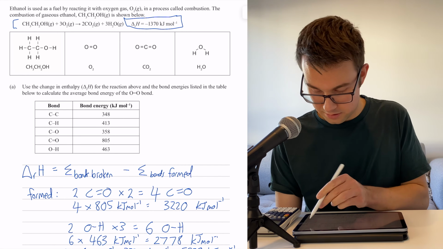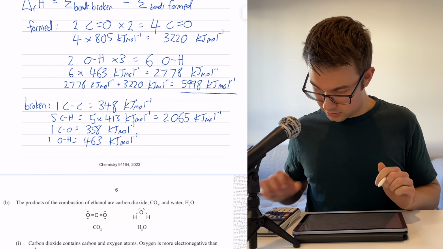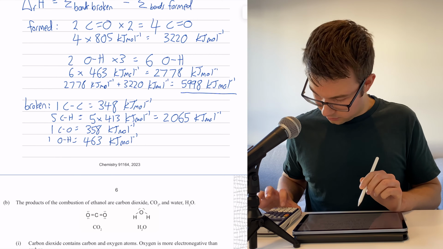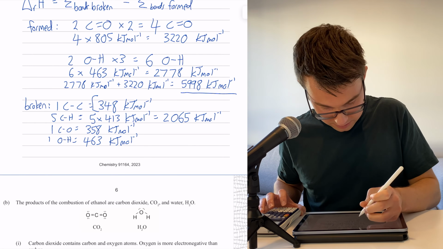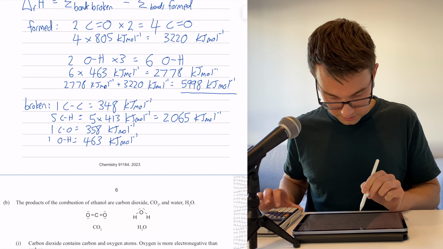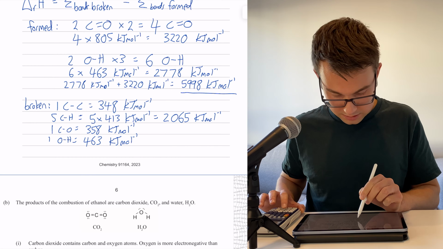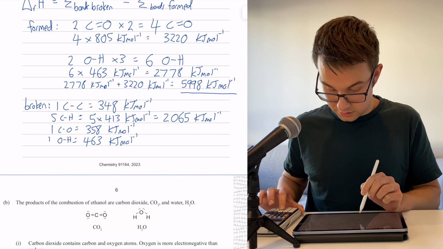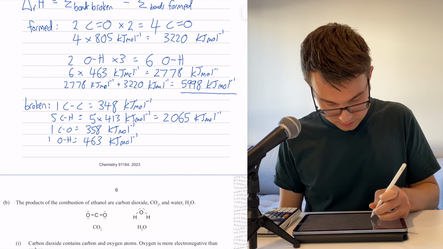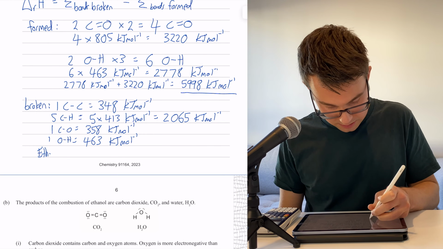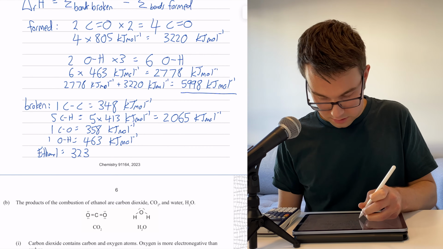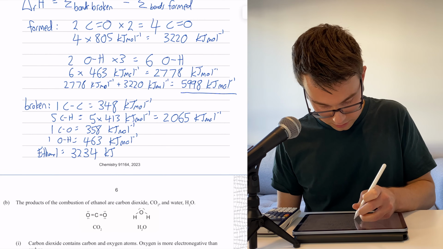I think we're pretty happy. I'm liking it. Let's just add them up. So we have 348 here, plus your 2065, plus your 358, plus 463. So that overall for ethanol, I should just write ethanol so we know what we're talking about, is 3234 kilojoules per mole.